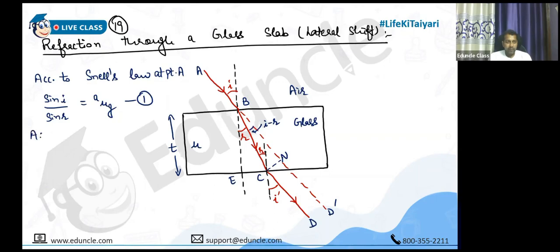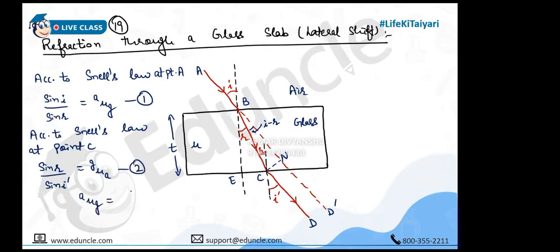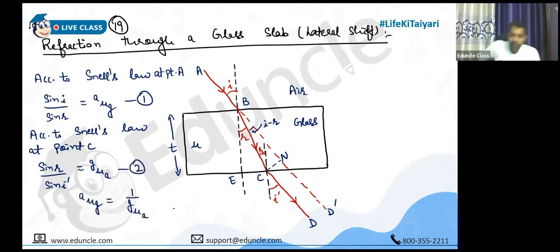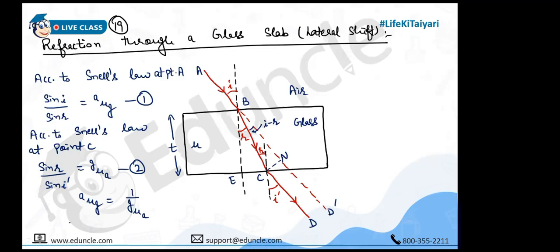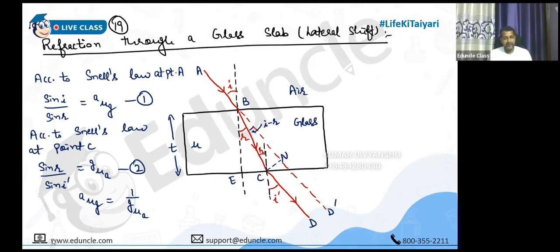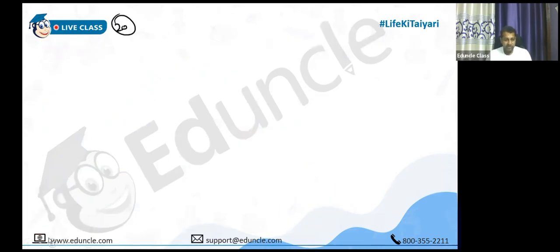So now, according to Snell's law at point C, sine R by sine I dash is equal to G mu A. So number 2. Now A mu G is 1 by G mu A, inverse of that. So please substitute the values. So you will get that I is equal to I dash, and that's why I have drawn this ray parallel to this one. That's how we get this. Otherwise, I cannot make this ray parallel to the initial one.